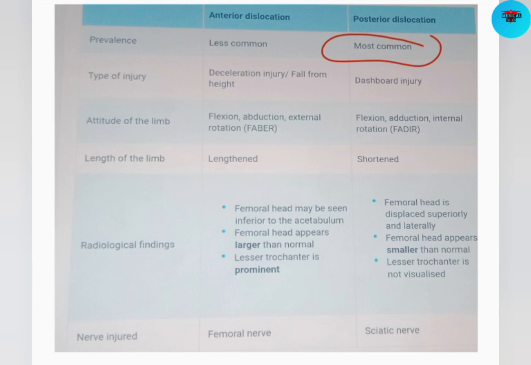Type of injury. For anterior dislocation, deceleration injury or fall from height is required, and for the posterior dislocation, there is need of dashboard injury. Okay. So when dashboard injuries occur, there will be a posterior hip dislocation.